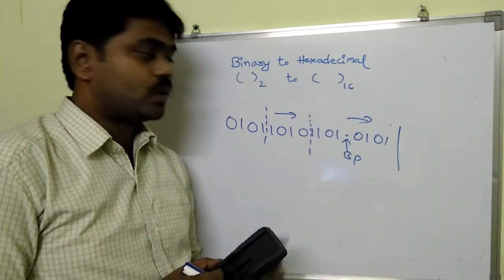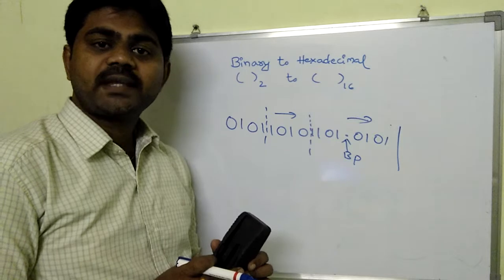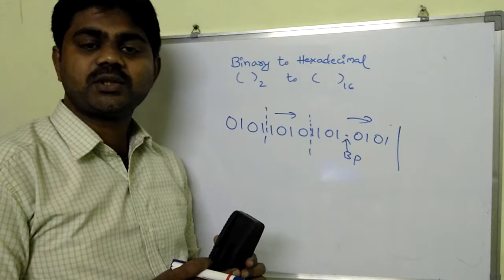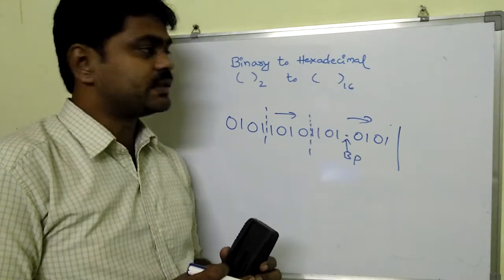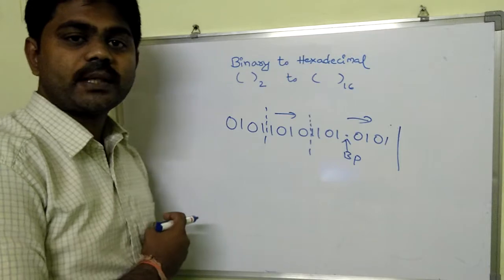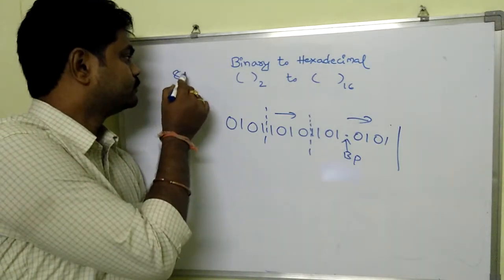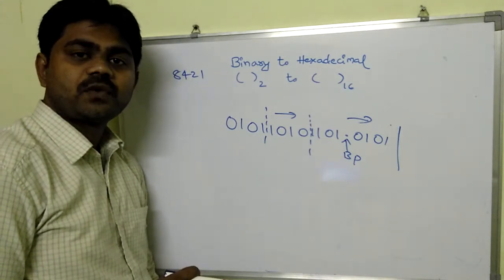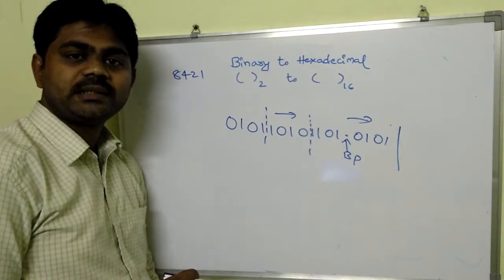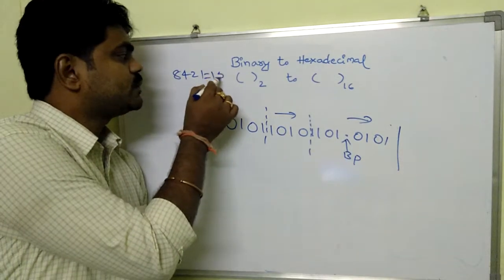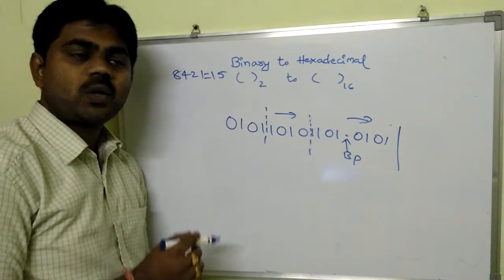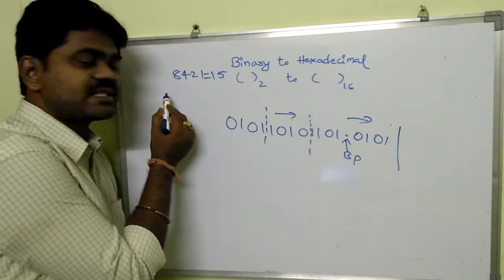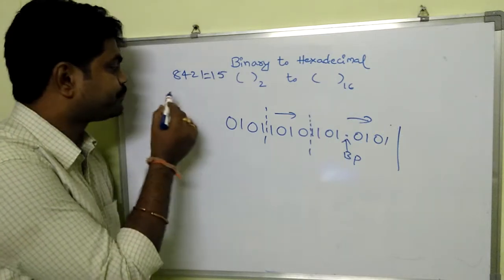Now we need to convert this to hexadecimal, right? As we know, hexadecimal is 16, that is 0 to 15. So how to convert this? For this case, I require an 8421 code. So what is 8421 code here? 8 plus 4, 12, 12 plus 2, 14, 14 plus 1, 15. So 0 to 15. I require a code in such a way that it should accept 0 to 15, so I will start from 0 to 15.